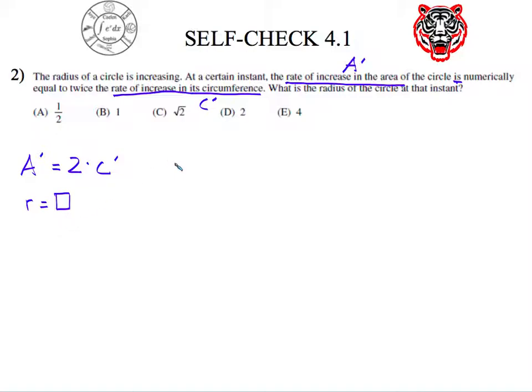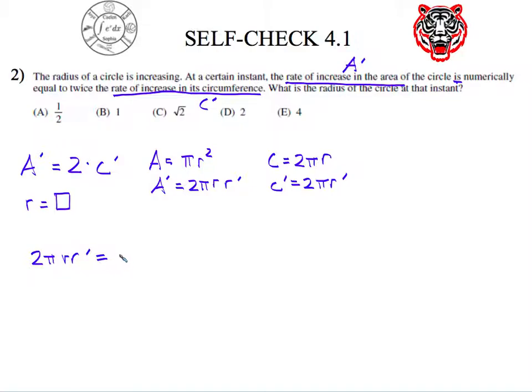Okay, so remember that area of a circle is equal to pi r squared, therefore A prime is equal to 2 pi r r prime, and circumference of a circle is 2 pi r, therefore circumference prime is equal to 2 pi r prime. So I'm basically plugging these into the formula, and let's see what we get. We are going to get 2 pi r r prime is equal to 2 times the quantity of 2 pi r prime.